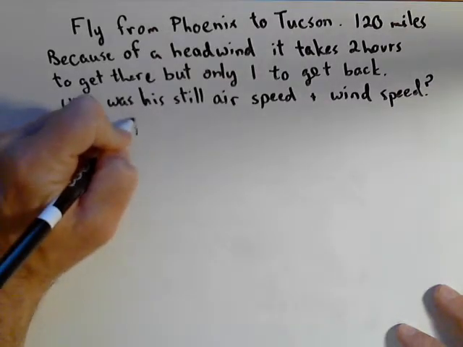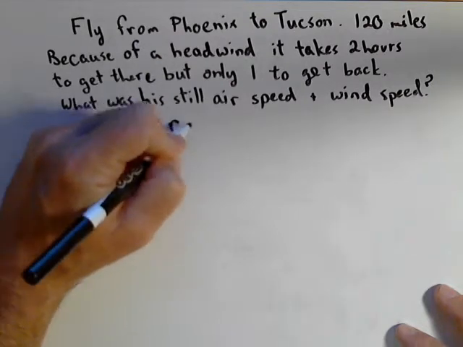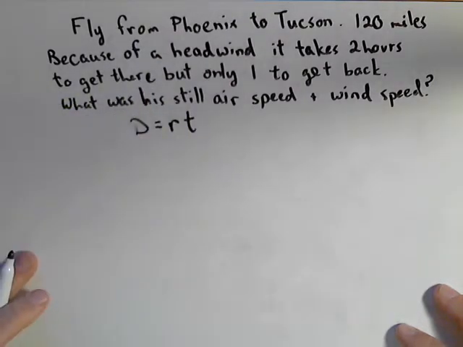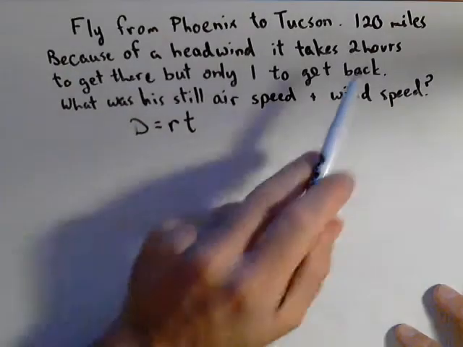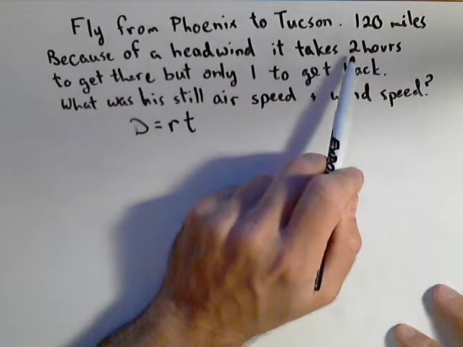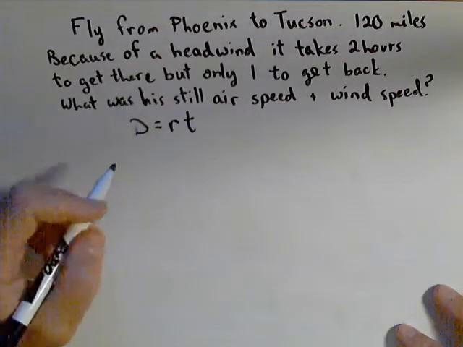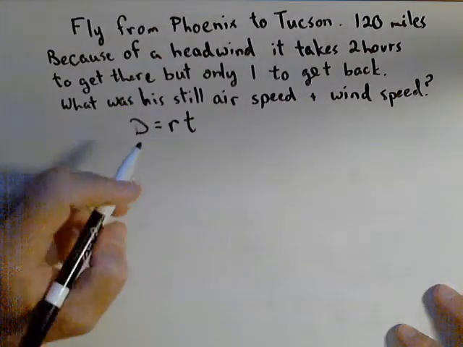So we're going to use a little formula which is distance equals rate times time. Alright. Think about what we know here. We know the distance and we know the time. It's the rate we don't know. So that's how we're going to set up our system.